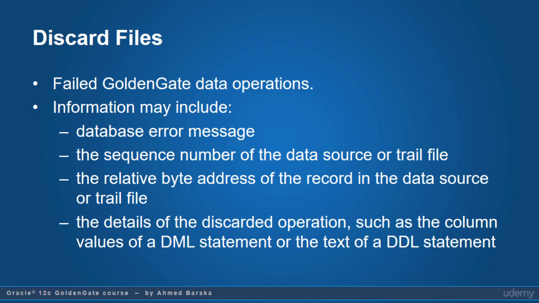Beside the report files, every extract and replicate process generates a discard file, which has information about GoldenGate operations that failed. This includes the database error message, the sequence number of the data source or trail file, the relative byte address of the record in the data source or trail file, and some details of the discarded operation. To display the discard file, you use the same command shown in the previous slide, which is view report.